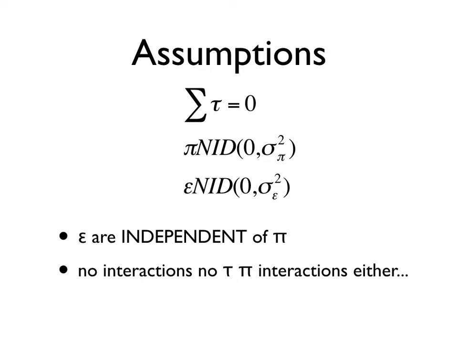There's also no interactions, no tau pi interactions either, none. That's the most poorly worded thing I've ever put in a slide. No interactions, no tau pi interactions either. None of them are there at all. There's no interactions in this stuff, which is really annoying. There's a way to do it. It's very long. We go to graduate school. If you want to learn about that, that's fine. It's just not something you typically do.